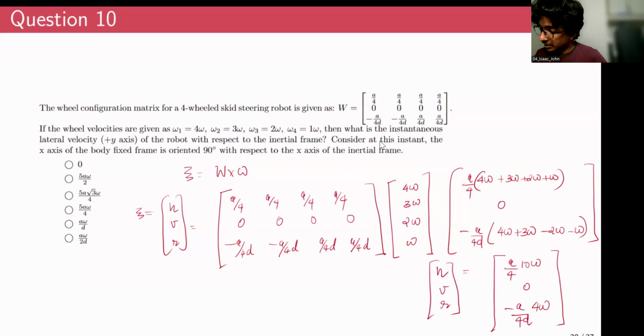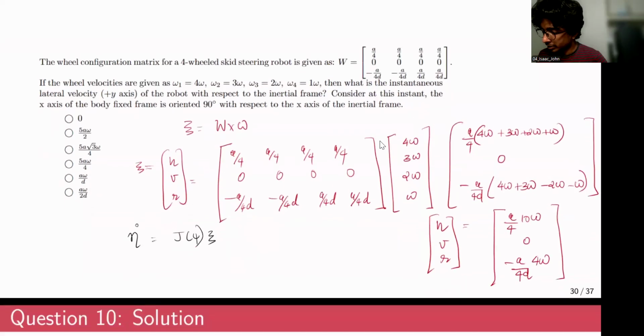But in the question, it says you have to find the lateral velocity in the y-axis with respect to the inertial frame of reference. So far, what we have obtained is with respect to the body frame of reference. And from the first week, if you can recall, the mapping between the inertial frame of reference and the body frame of reference is through this mapping.